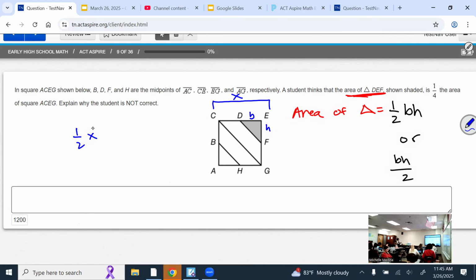So I'm going to say for right now that my base is 1/2 x, and then my height also goes from E to F. F is also a midpoint. So let's say that the height is, again, if this is x, because it's a square, we're going to say that this height is 1/2 of x.